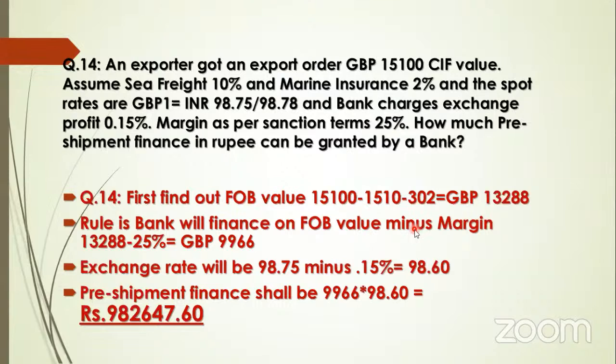This minus is credit margin. Margin, credit margin. What is this minus? Is the bank exchange margin. Exchange margin is different from credit margin. Okay. So 9,82,647.60. Agreed or not? Now I am going to the next part, second part.